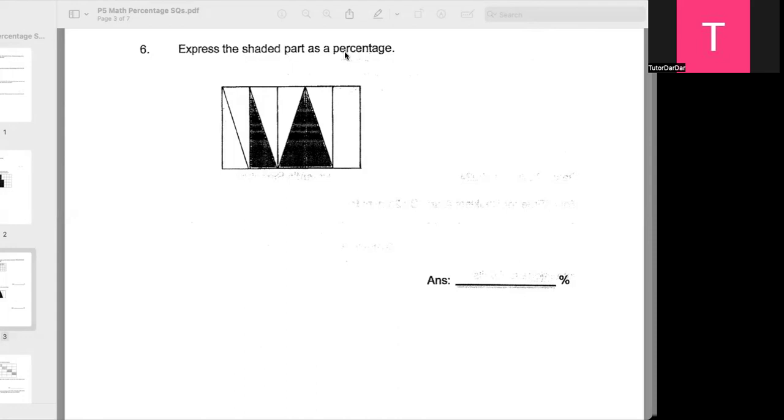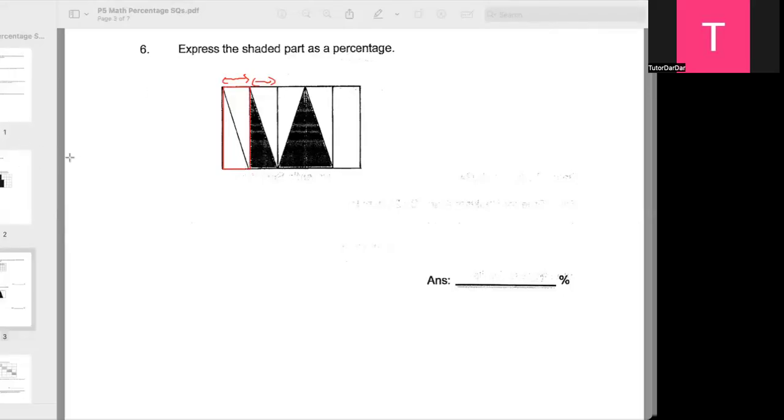Express the shaded part as a percentage. So let's look at this. You can see all these are having the same length. That means they are equally divided. And another thing that you notice is each of these rectangles is divided into half. Okay?